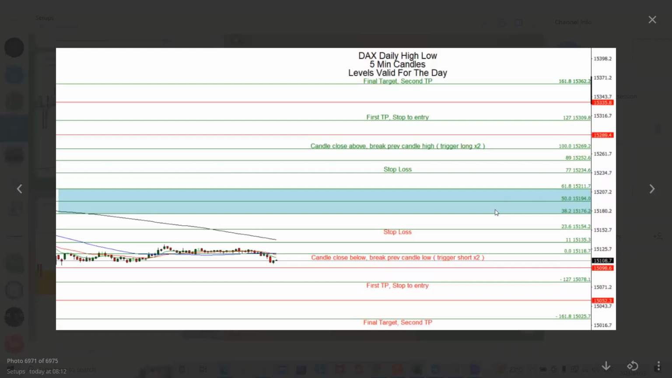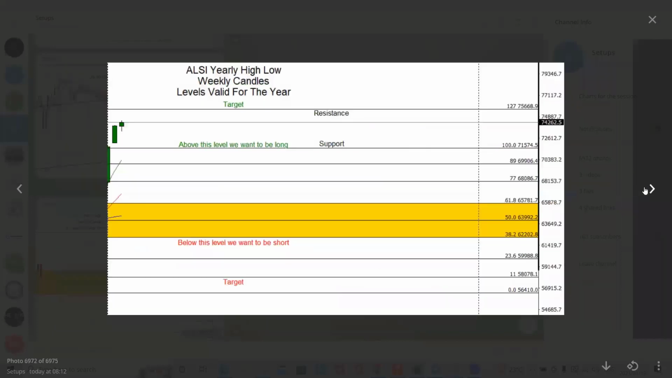On the DAX daily high low, currently between levels of 0 and minus 127. If you look at moving averages, 50 is above 21, above 8. That's indicating trend is down. So this is a valid trigger for a short below 0, to aim for the minus 127 first TP, minus 161.8 second TP, and stop loss being at the 23.6. Remember, guys, same rules apply with the red lines.